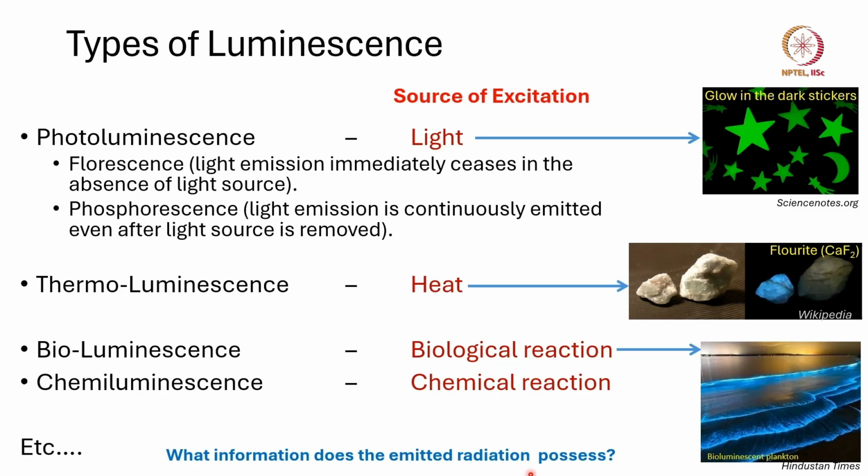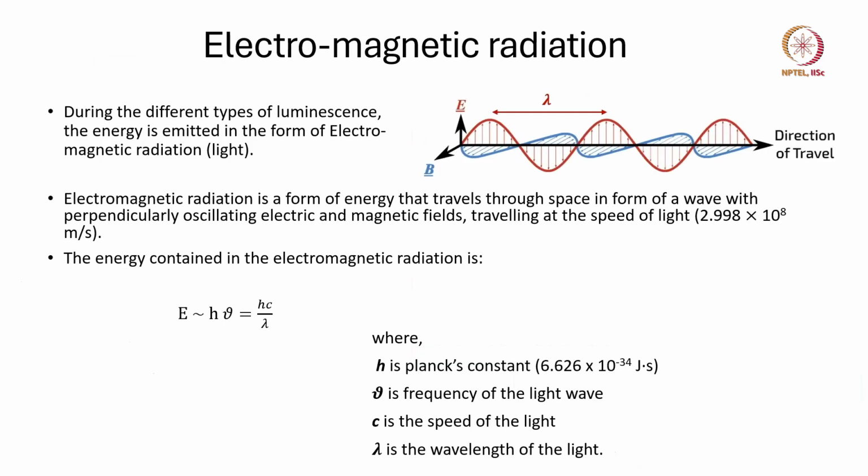Now that we have discussed luminescence, let us see what information the emitted radiation possesses. In order to understand and interpret the light radiation that is emitted due to luminescence, we first have to go back to the basics of electromagnetic radiation. Light radiation is nothing but electromagnetic radiation, which is a form of energy that travels through space in the form of a wave.